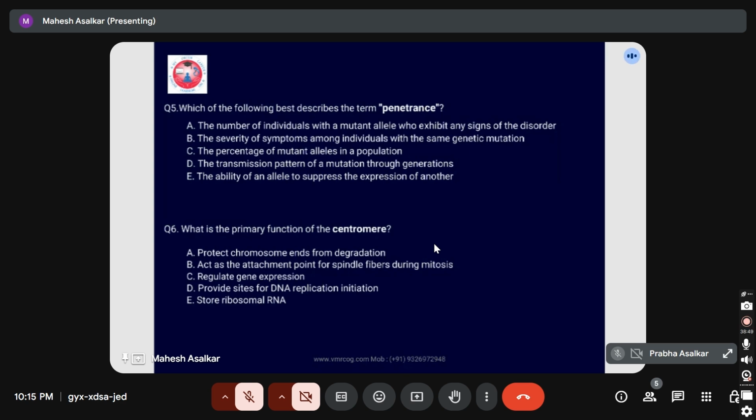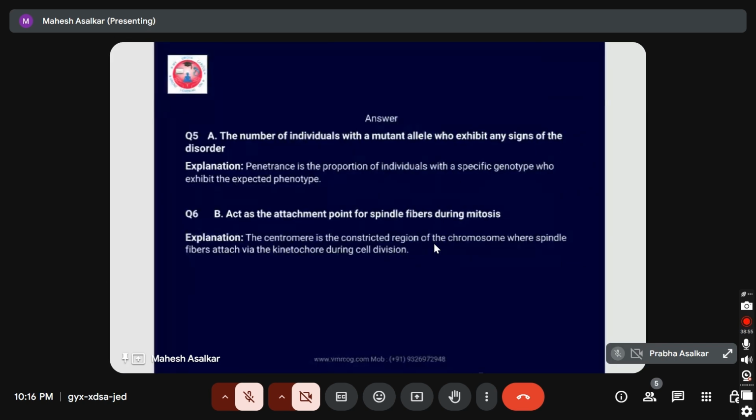So what is the answer? For spindle fibers during mitosis. B. Okay. So question number 5, the answer is A. The number of individuals with mutant allele who exhibit any signs of the disorder. So penetrance is the proportion of individuals with a specific genotype who exhibit the expected phenotype.